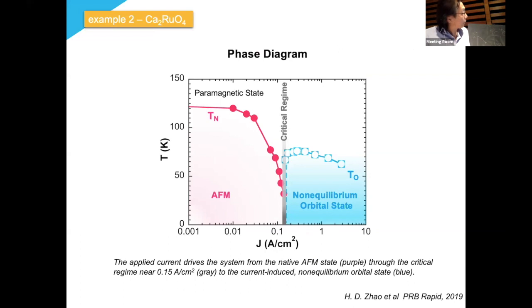This is a phase diagram. What I want to point out is that at the lower current, the native antiferromagnetic order suppresses and vanishes at this critical point. And right after this, there is another order that emerged. The nature of this is still not so well understood because this involves a non-equilibrium state. But one thing that is clear, we do not see the diamagnetic response that was reported earlier by the Japanese group.